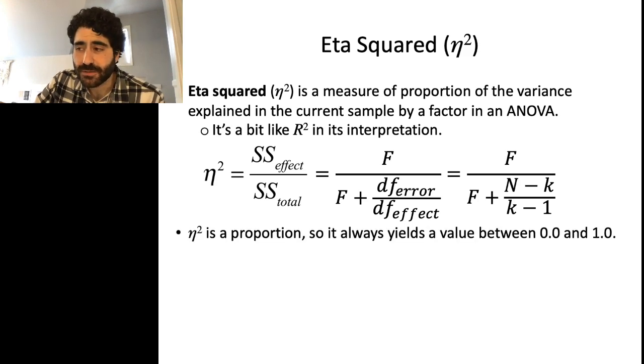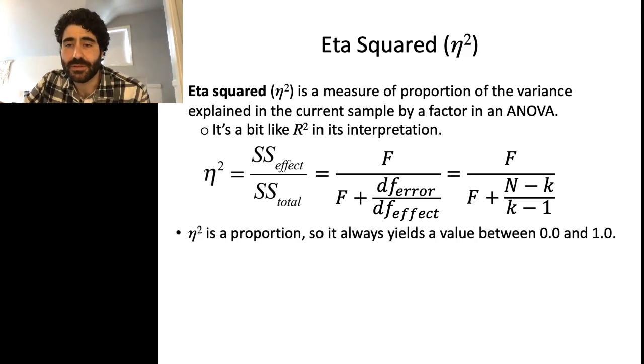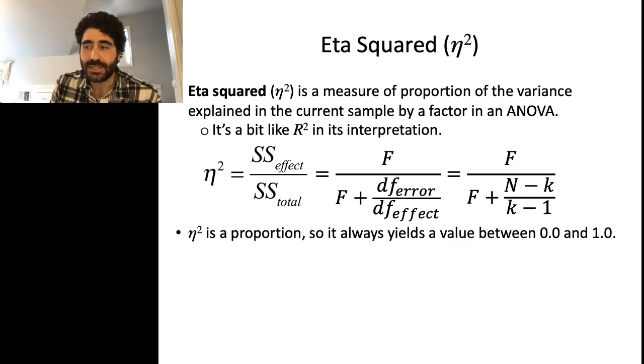This is a proportion, so it's always going to yield a value between 0 and 1. 0 means that this effect is not explaining any variance in the sample, that knowing this group label doesn't help you, doesn't improve your predictions at all about what the outcome is. A value of 1 means that you can make perfect predictions, so the variance in the data is entirely accounted for by these group labels.